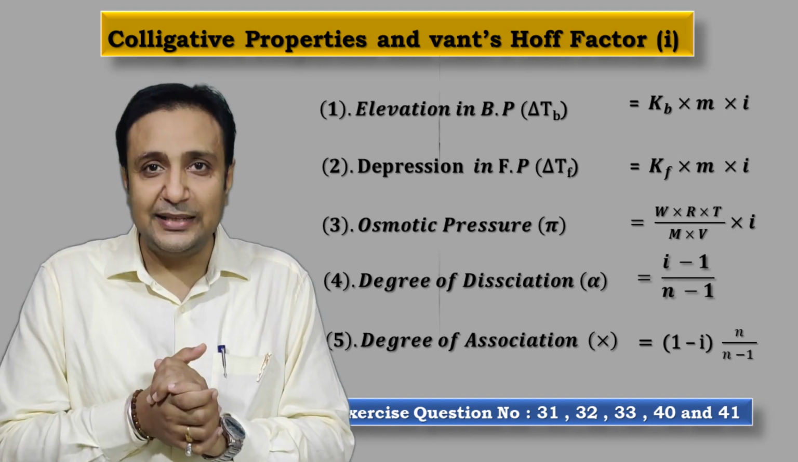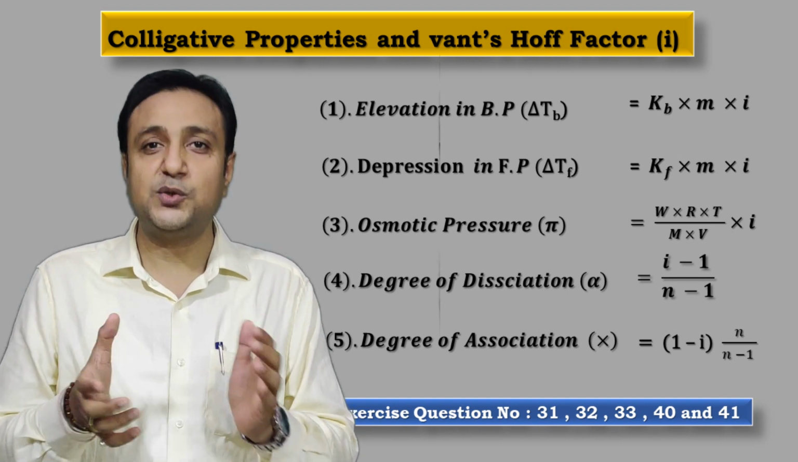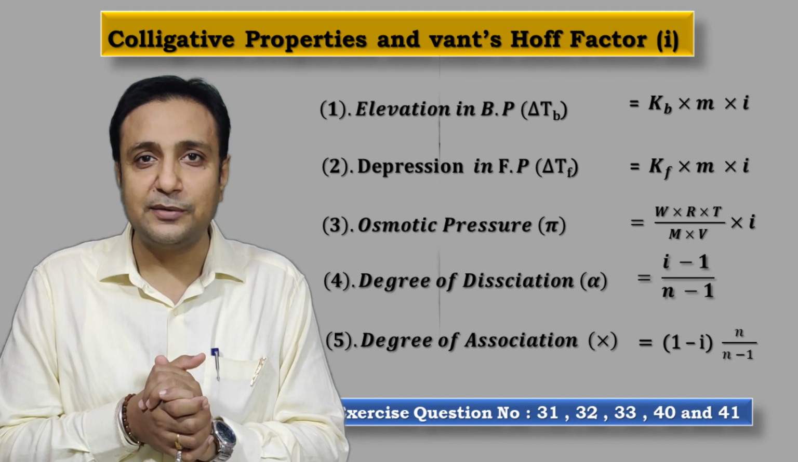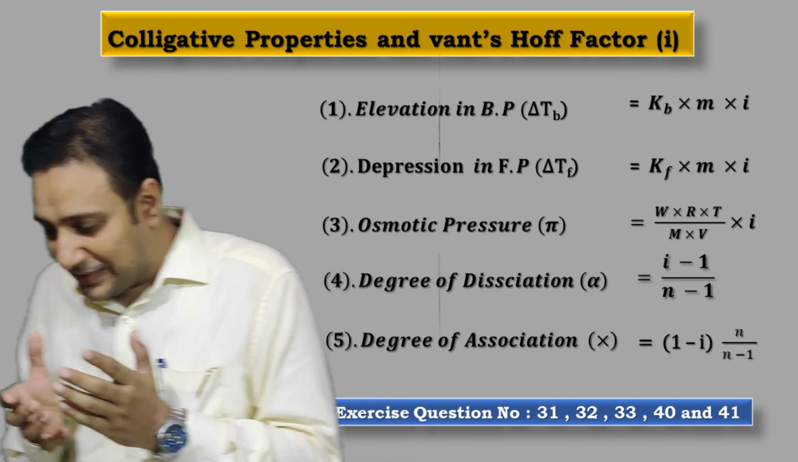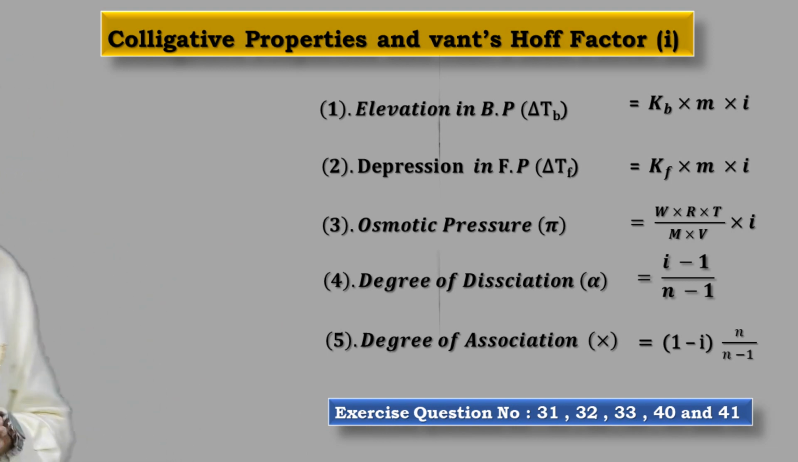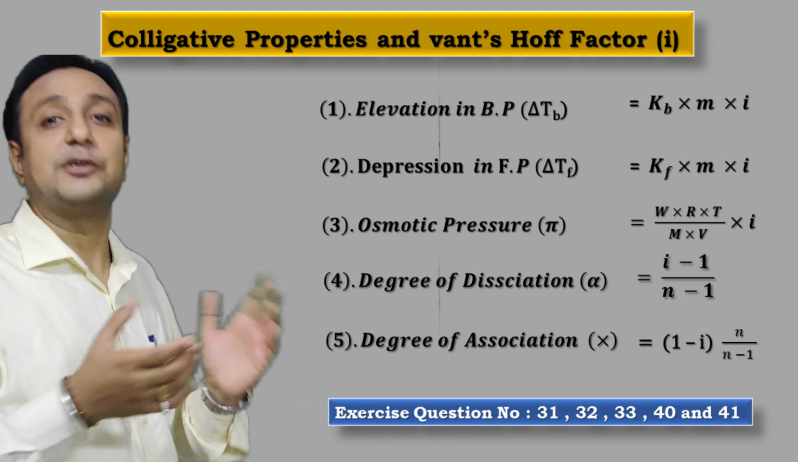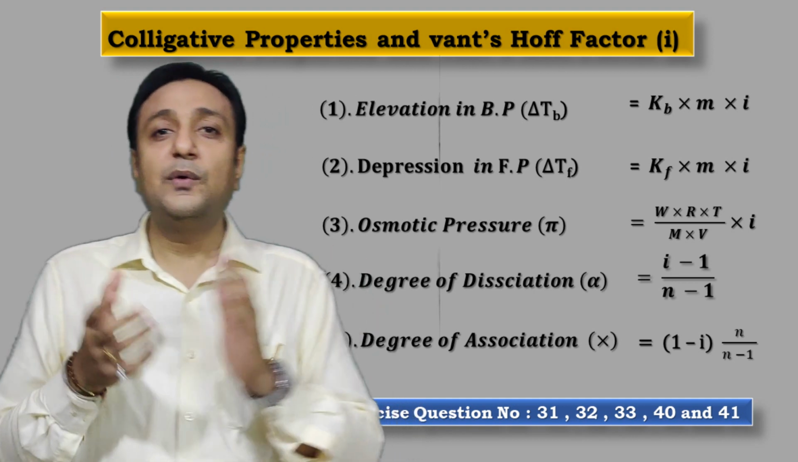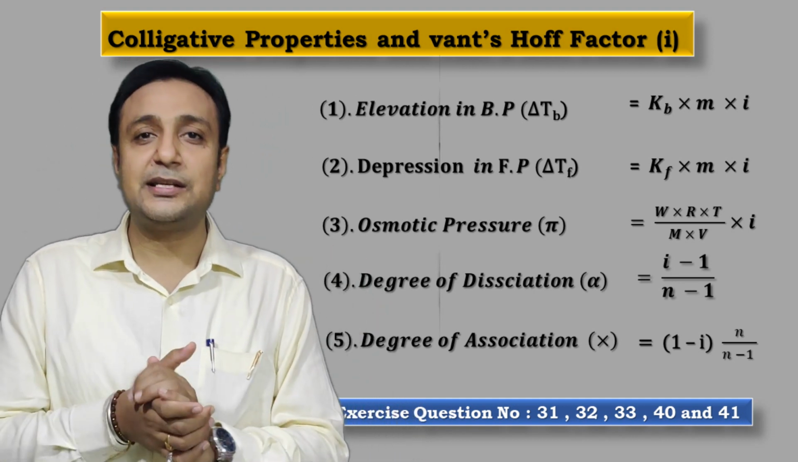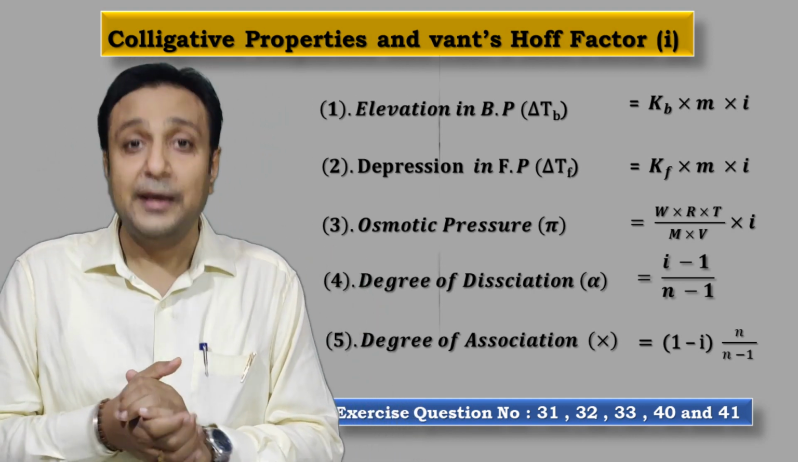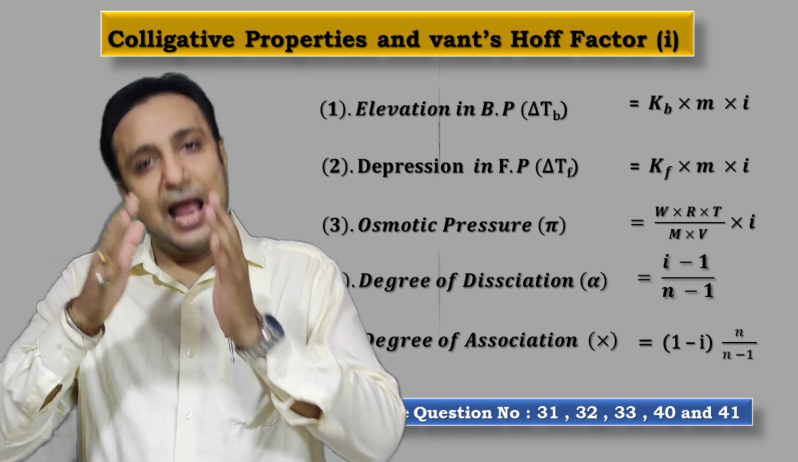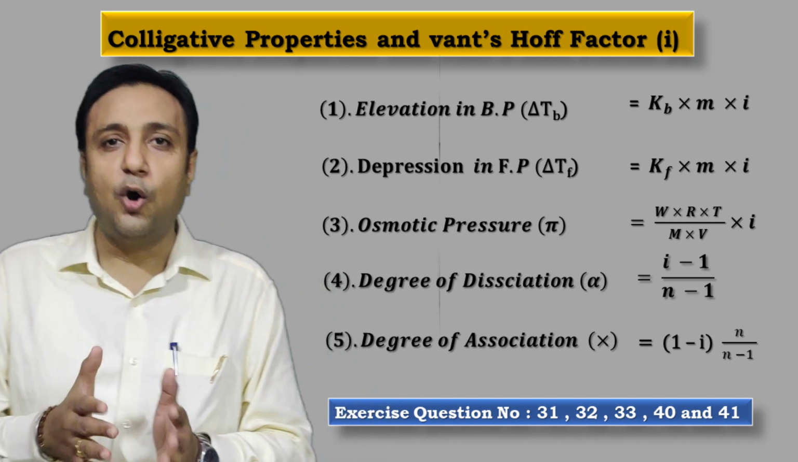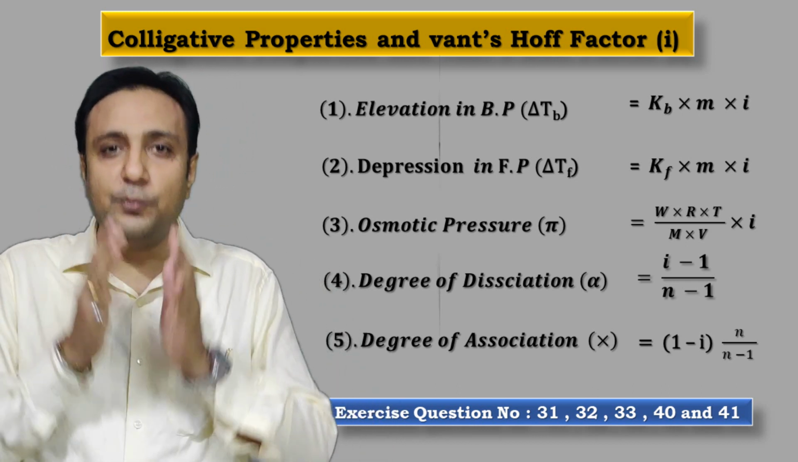As we all know, there are four colligative properties. First one is the relative lowering in vapor pressure. Second one is the elevation in boiling point. Third one is the depression in freezing point. And fourth one is the osmotic pressure. Relative lowering in vapor pressure we have already discussed in previous videos. In this video we'll discuss the numericals and questions based on these three colligative properties.